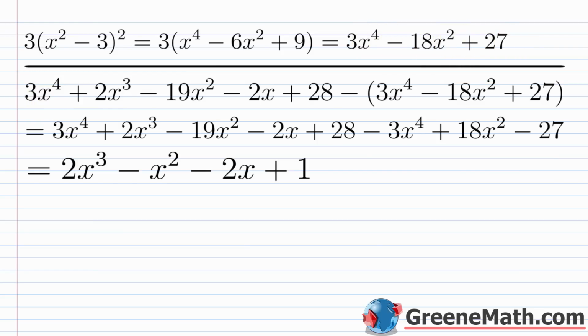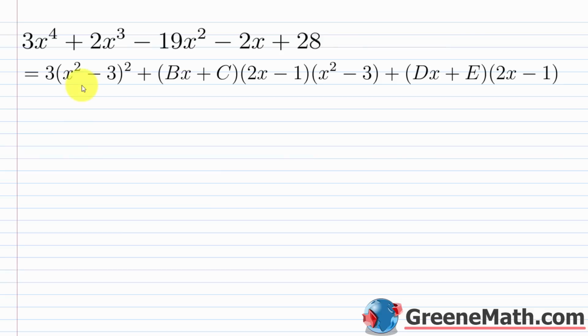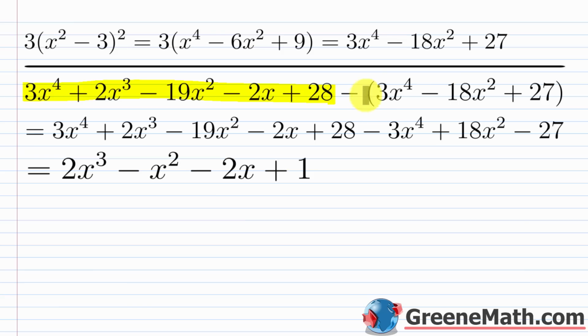Then we're going to take our left side. This right here is our left side. Again, just going back up, that is coming from right here. It's just copied from there. And what we're going to do is subtract this away. So this is minus, again, this right here matches this right here. Make sure that you're distributing that negative to each term. So this is negative 3x to the 4th power plus 18x squared minus 27.